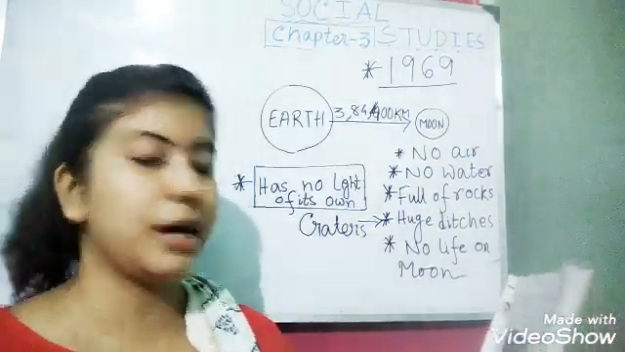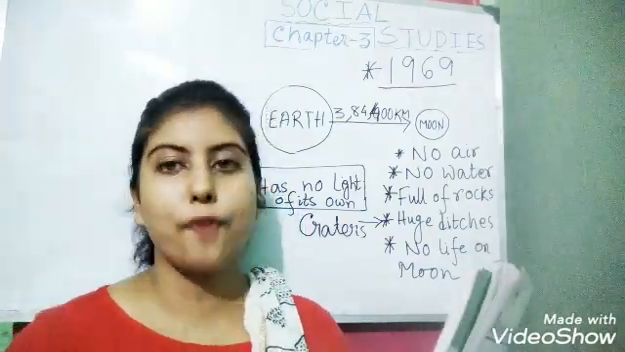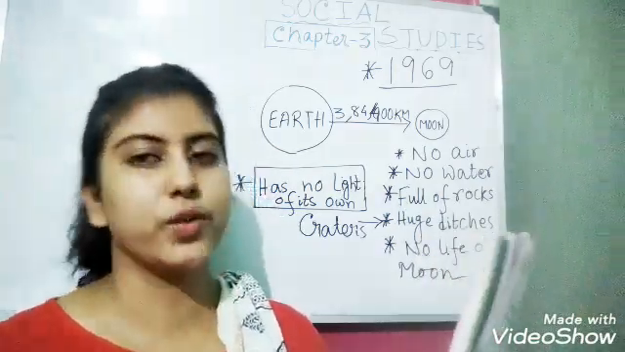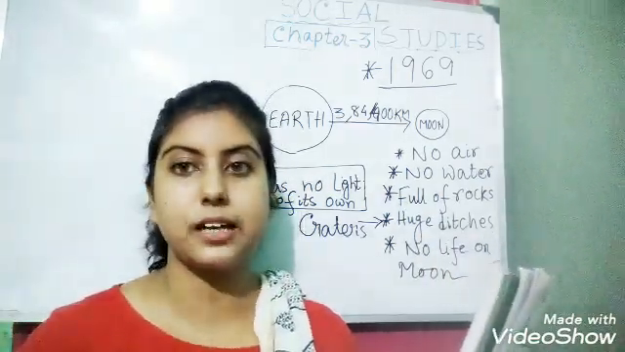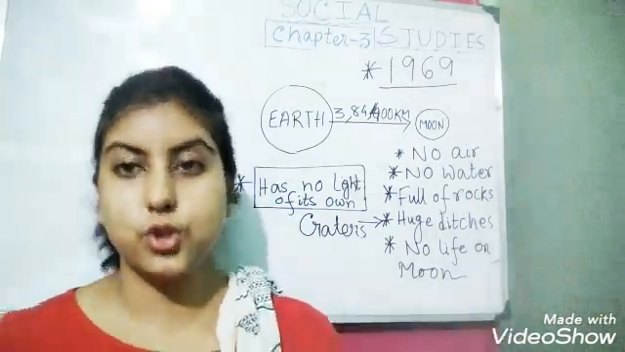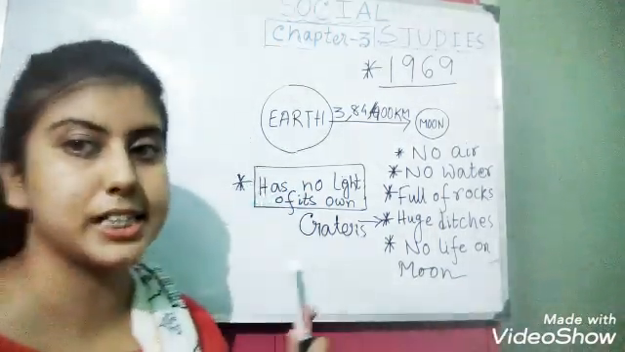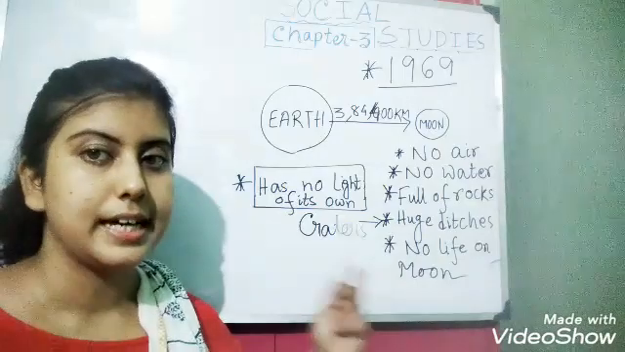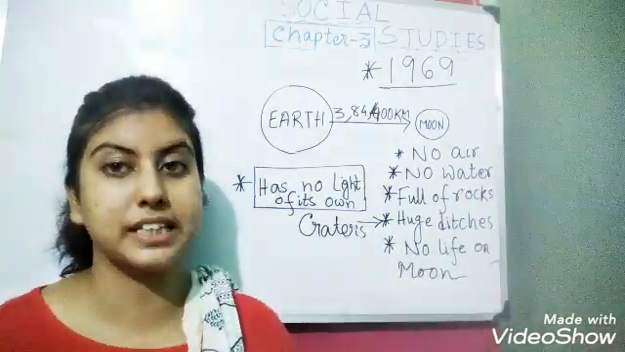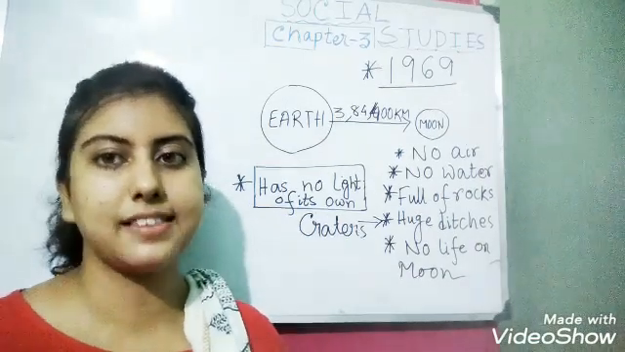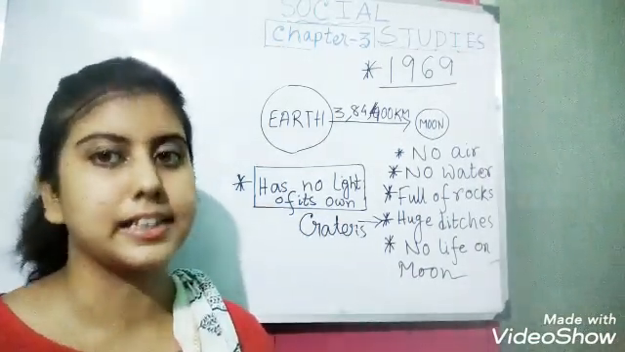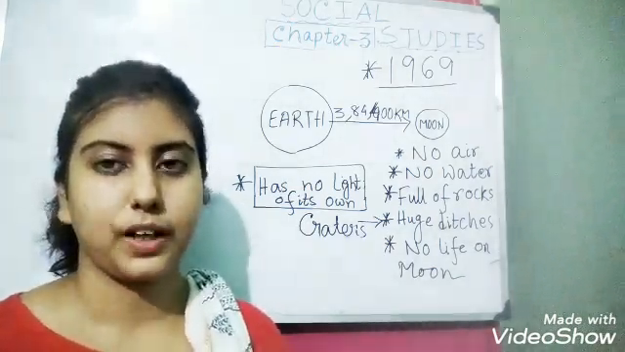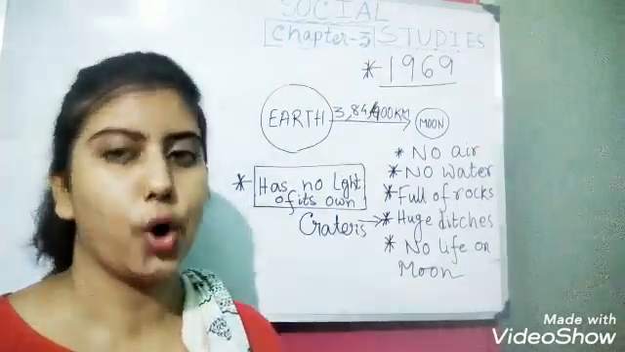Now, the moon has no light of its own. Only the part of the moon which receives sunlight can be seen from Earth. So, you have to remember that the moon has no light of its own. It receives light from the sun, and we can see from our Earth that lighted part of the moon.